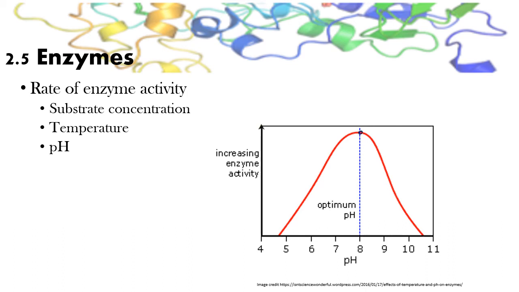pHs also come at optimal levels. And so we'll have, for this guy, the best pH is 8, and that's where we're going to have the best enzyme activity.